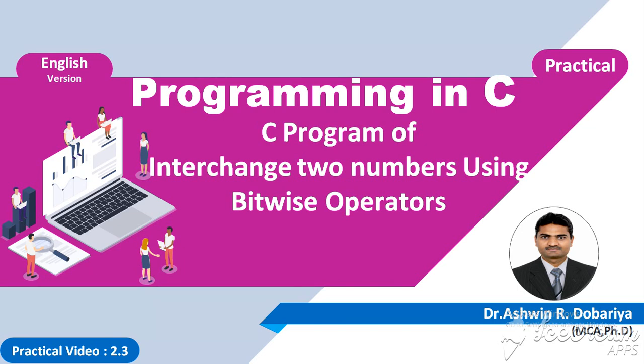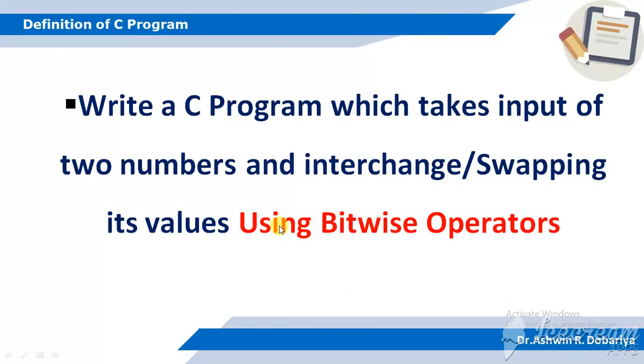In these videos, we will discuss one program, that is, interchanging two numbers using bitwise operators. In our previous video, we have seen two similar programs where we interchange the numbers using a third variable and without a third variable. But this is a unique program where we will interchange or swap two numbers using bitwise operators. So let's see the definition of this program.